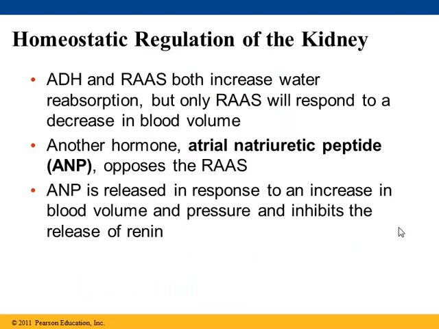Okay. There is an opposing hormone that opposes RAS, atrial natriuretic protein. Good Lord, these ones are hard to say. Atrial natriuretic protein. Uresis is peeing. Okay, atrial natriuretic protein is going to cause you to pee more. All right, so if you have an increase in blood volume that's too high, a pressure that's too high, this thing is going to inhibit the release of renin to begin with.